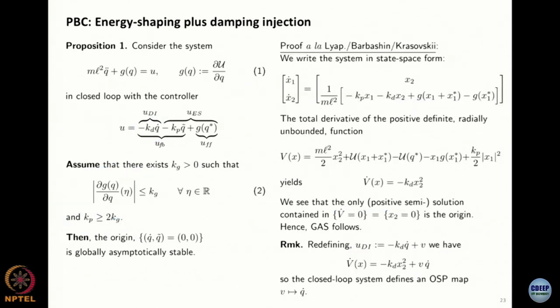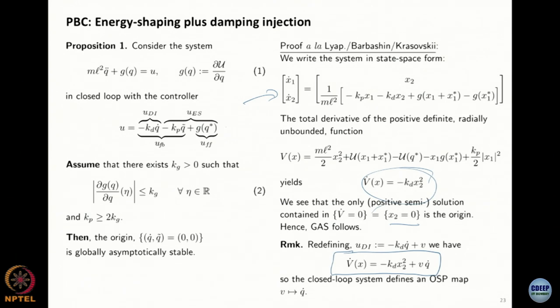You can do the same proof using LaSalle, again, or Barbashin-Krasovsky. You write the system in this form, go here, set x2 equal to zero, and see that the only solution contained in this set is the origin, right? And the nice thing about this is that you have output strict passivity.